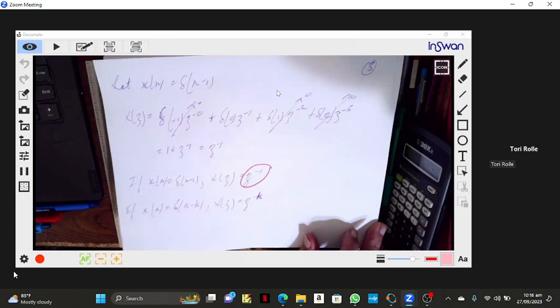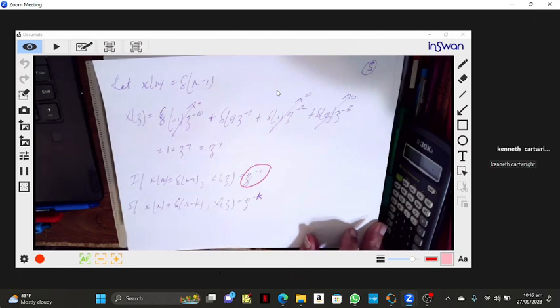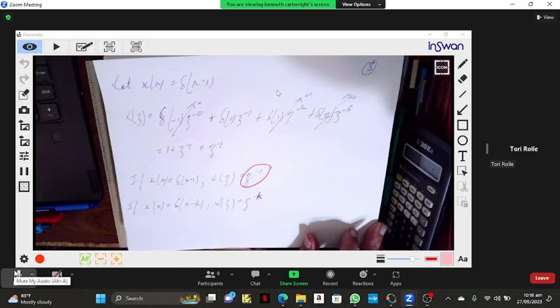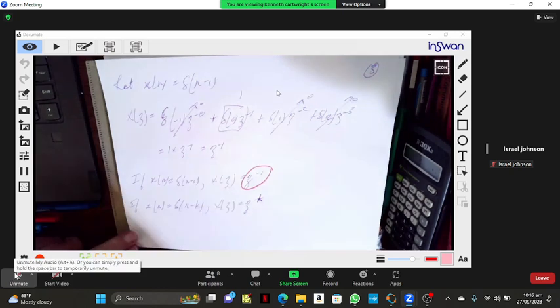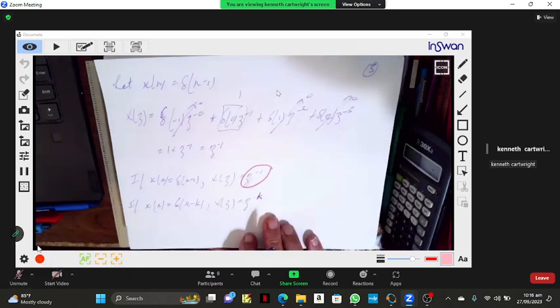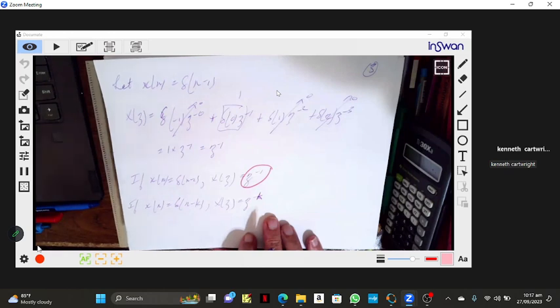It has 2 values. What are those 2 values? 1 and 0. When is it 1? At 0. Yeah. This is the only place where it's 1. Everywhere else is 0.